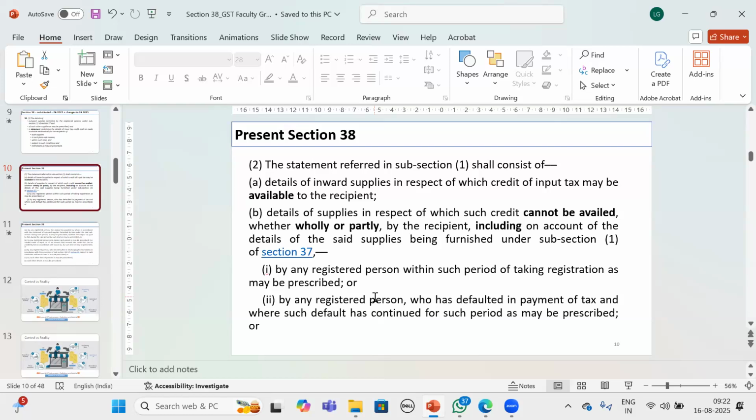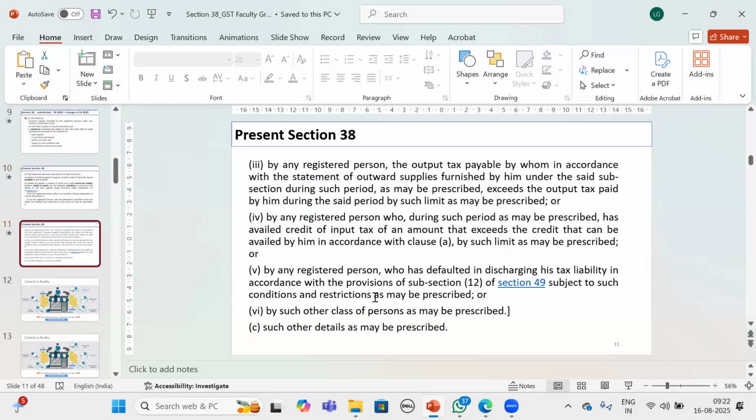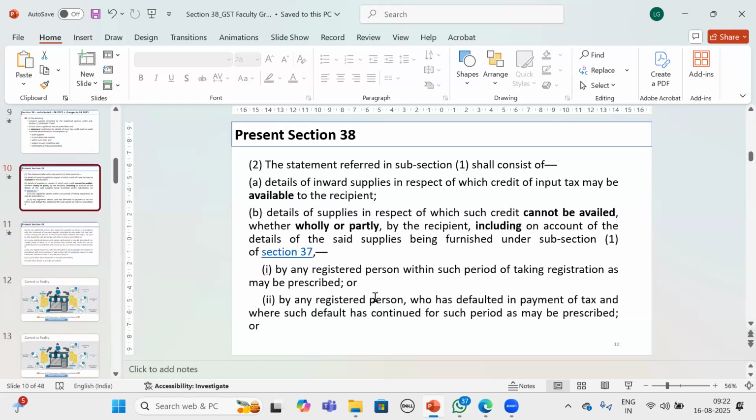So I'll just discuss all the points one by one. If we see all the conditions here, this recipient will not come to know anything about the supplier's situation, whether he has paid the full taxes in GSTR 3B or not. He has filed GSTR 1 or 3B, to that extent only the recipient can verify.